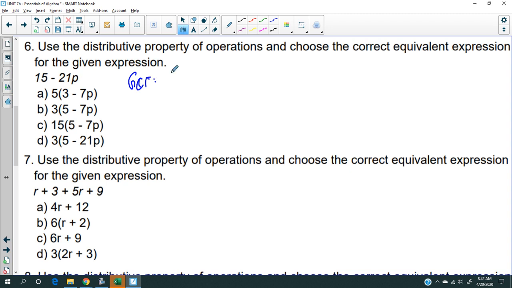But all right, so what's the GCF between 15 and 21? I believe it's 3, right? So we got 3, and then you divide both of these by 3, so that's 5 minus 7p. Which one is that? 3 times 5 minus 7p, there you go, choice B. Okay, all right, number 7.